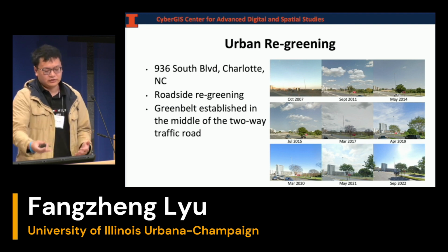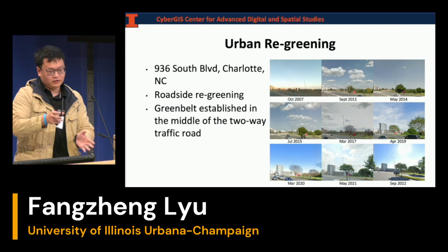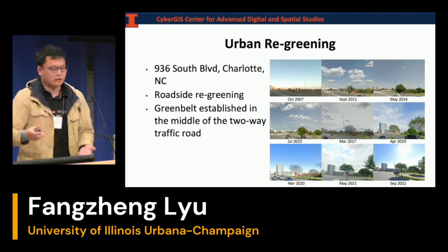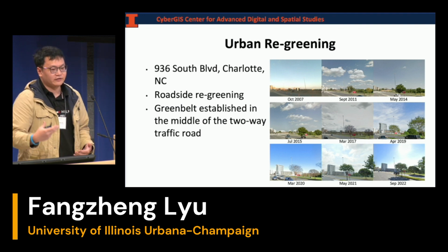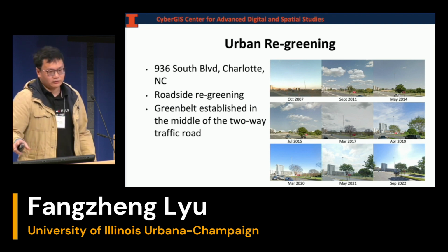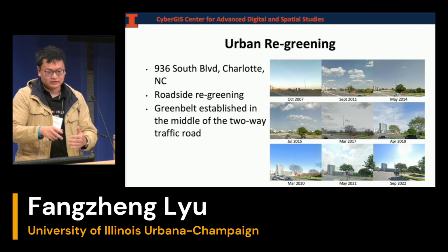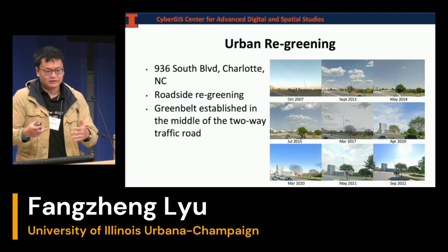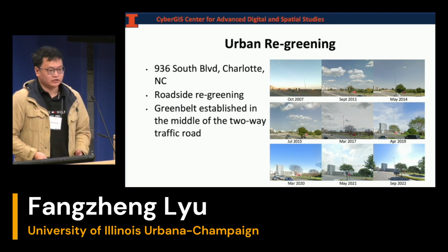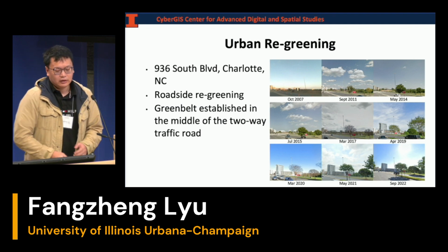So that is to say, originally this was just road, and we have more of this kind of project getting established. For example, a park might be easily detected by remote sensing, but if we look at the regreening between two roads, that can be very challenging for remote sensing to grasp.